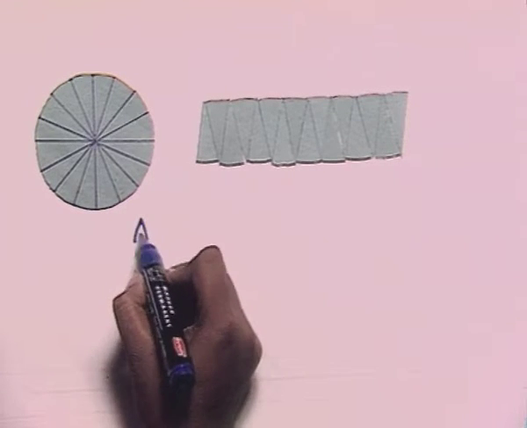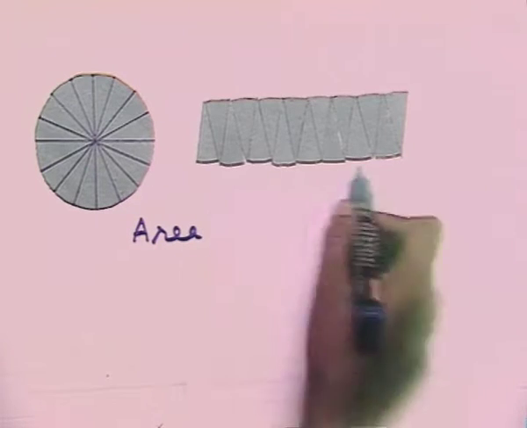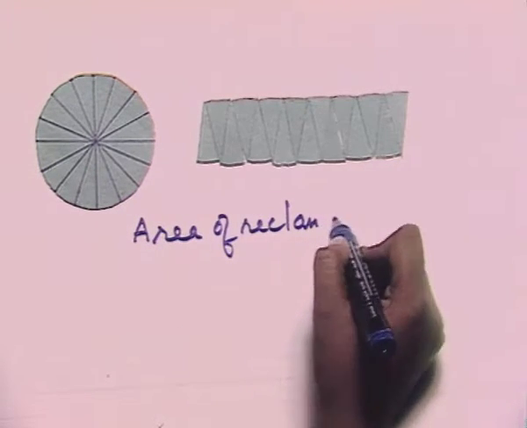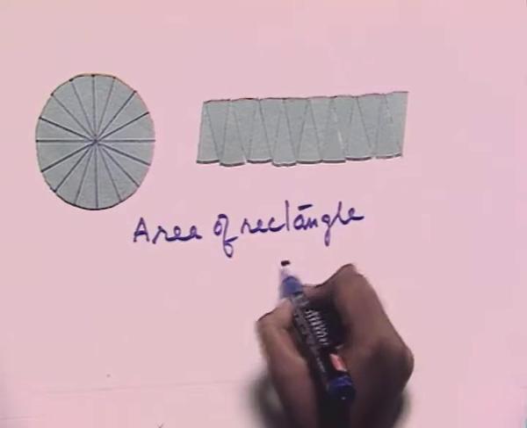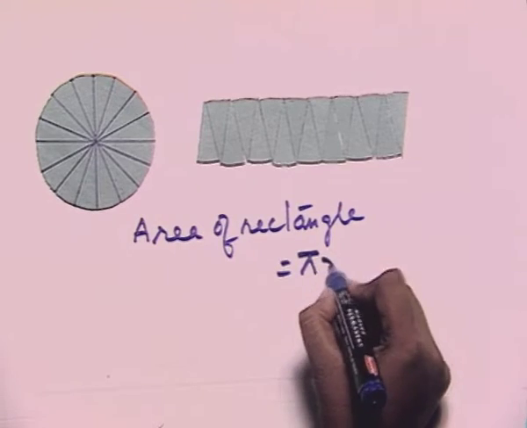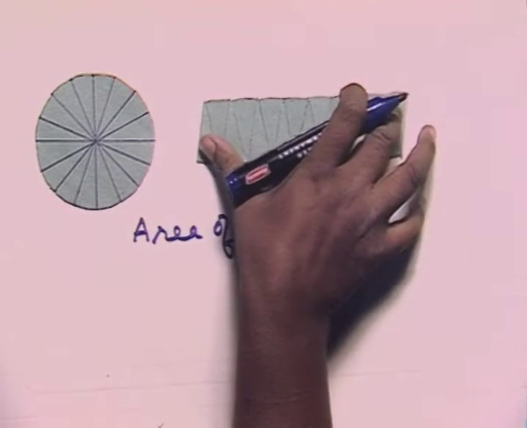So, area of this rectangle will be equal to half the circumference of the circle, which is pi r, because 2 pi r is the total circumference.